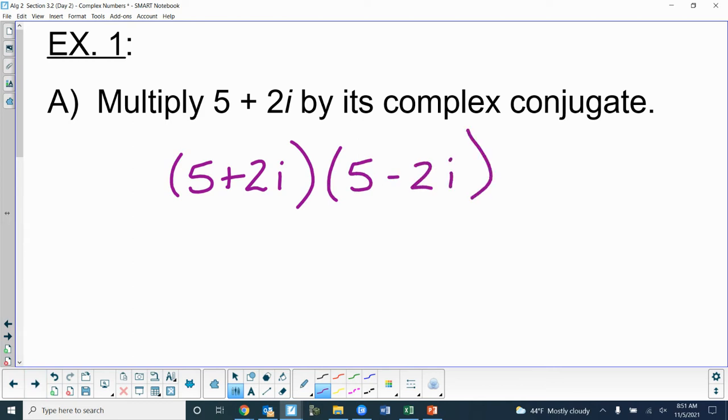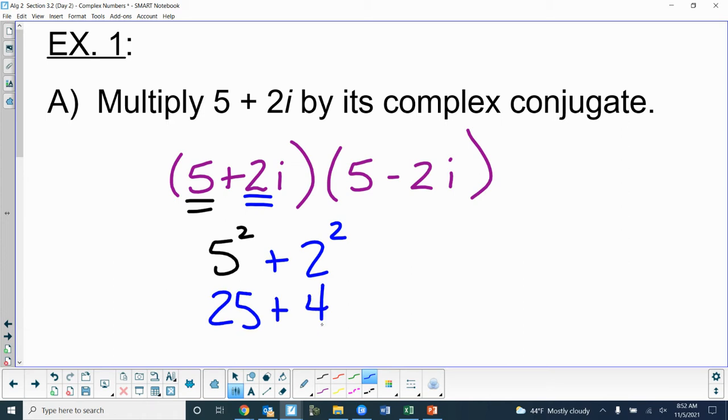Again, if you don't remember the shortcut, you can just FOIL them. You'll get the same answer. But the shortcut is square 5, square 2. Oops, I was going to give the answer. And add them. Well, what's 25 plus 4? 29. That's the answer. Okay?